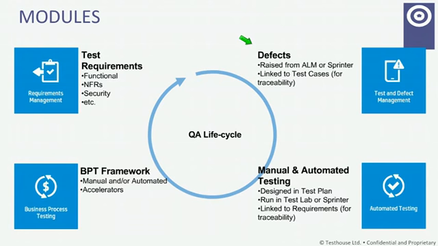And then you have some other features. One I wanted to mention here is the BPT framework. BPT stands for Business Process Testing. It's the HP solution for quickly developing manual and automated tests. And it has some features called accelerators for specific products like SAP or Oracle, which enable you to develop even more quickly.